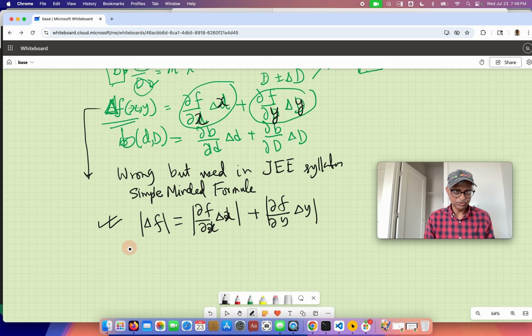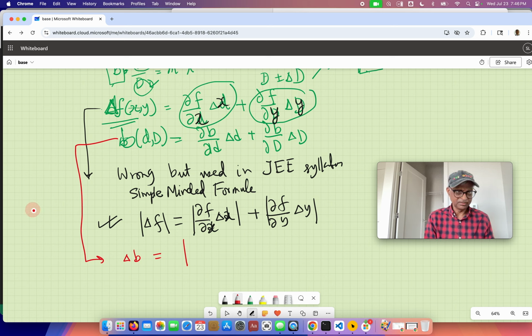Below I'm going to show you a more theoretically justifiable way of doing it, but don't do that for this test. For this kind of test, just use this formula. So let's just complete this, and then if you're interested, you can look at the last bit. So when I do this, delta b will be the absolute value.